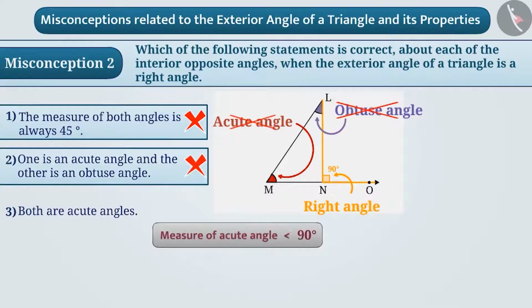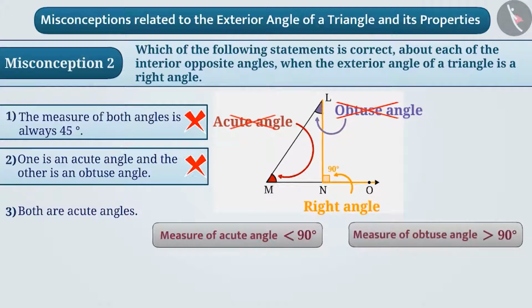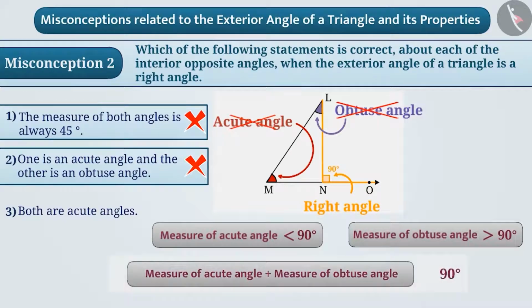An acute angle measures less than 90 degrees and an obtuse angle measures greater than 90 degrees. If we add them, then the total measure will be more than 90 degrees. Which means when the exterior angle of a triangle is a right angle, then the interior opposite angles cannot have one acute and one obtuse angle.